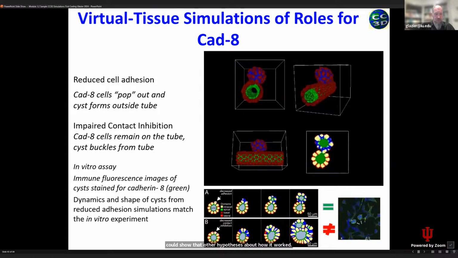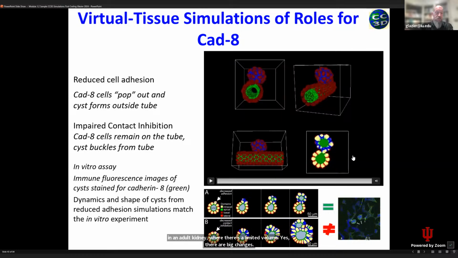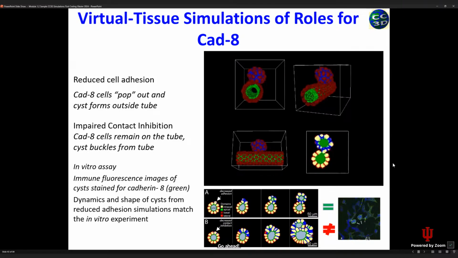Question? Yeah, so I had a question. Whenever the cyst grows in volume, are there any structural deformation or structural changes of the tube that it is growing on? So in this particular case where we're simulating it in vitro, the answer is no. But in an adult kidney where there's a limited volume, yes, there are big changes structurally. But this simulation was really a very simplified one, trying to get at the mechanism by which the cyst formation happened. In the case of the kidney, whenever there is cell proliferation, what kind of structural changes does it undergo?